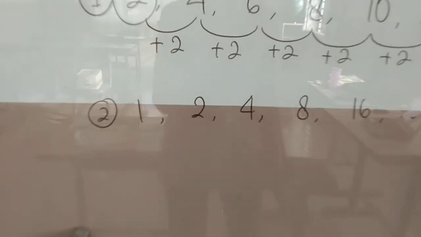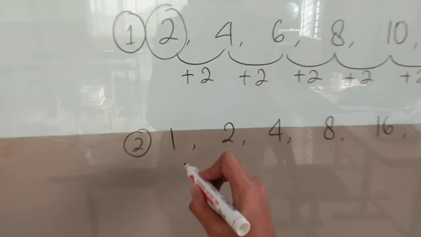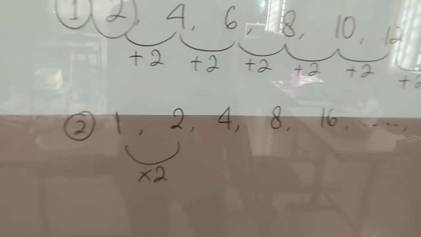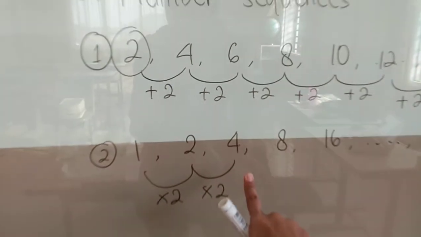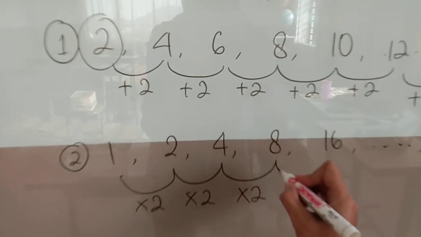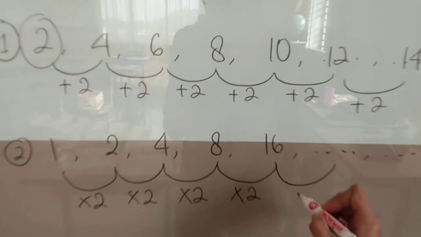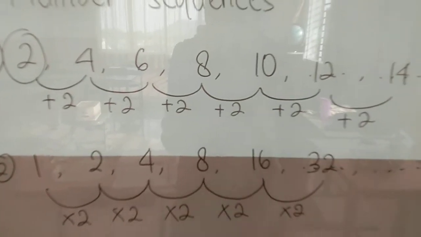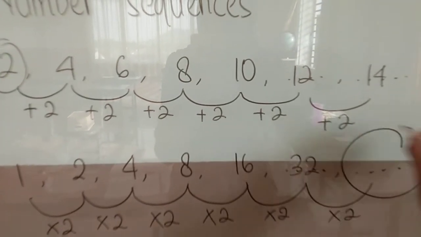Also this one, 1, 2, 4, 8, 16. Okay, 1 times 2. This is the pattern of times, multiplication, yeah. 2 times 2, we get 4. 4 times 2, we get 8. And then 8 times 2, 16. So how about the next term? Just times 2 also. 16 times 2, so we get 32, like this. And for the next term, just times it also with 2, so you get the next term here.